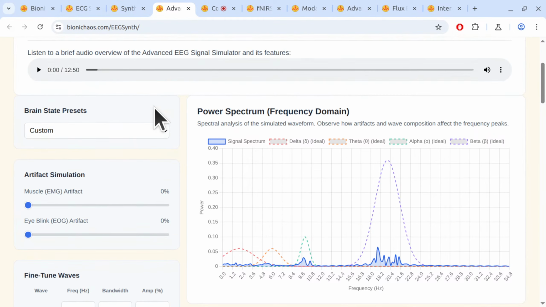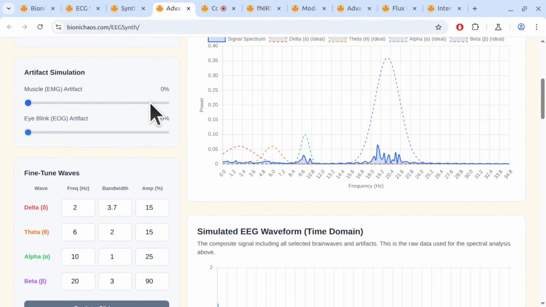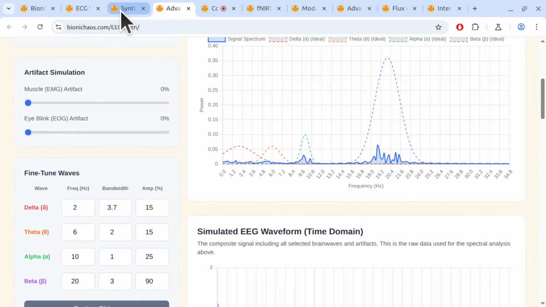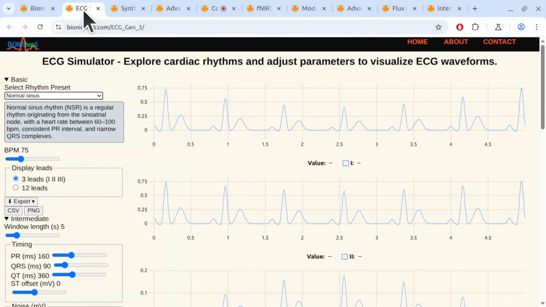What's the difference between this tool and this one here? Can you tell the difference? The main difference between the noise generator dashboard and the advanced EEG signal simulator is their purpose. The noise generator dashboard creates various types of synthetic noise signals, while the EEG simulator is specifically designed to model brainwave characteristics and artifacts related to EEG signals. So the noise generator is more general purpose, while the EEG simulator is more specialized for brainwave analysis.